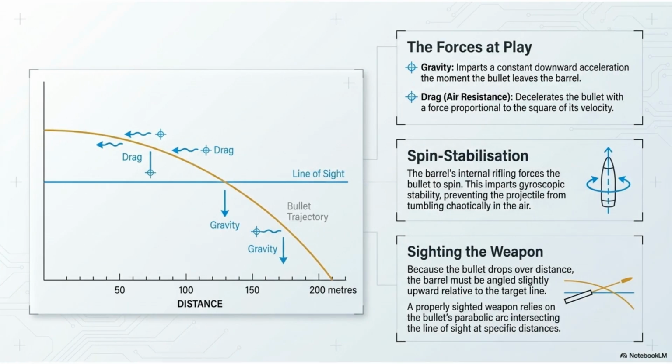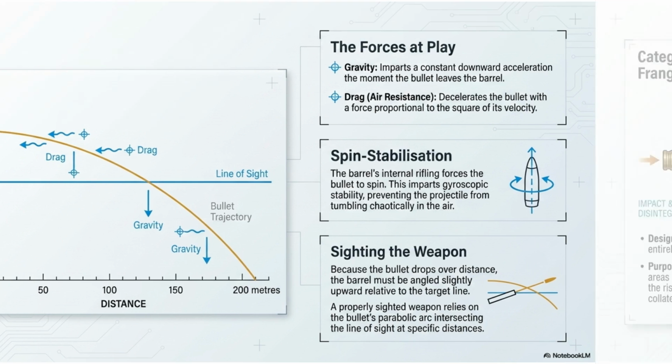External ballistics involves gravity, drag, and spin stabilization. Rifling forces the bullet to spin, imparting gyroscopic stability. Sighting the weapon compensates for the bullet's drop over distance.